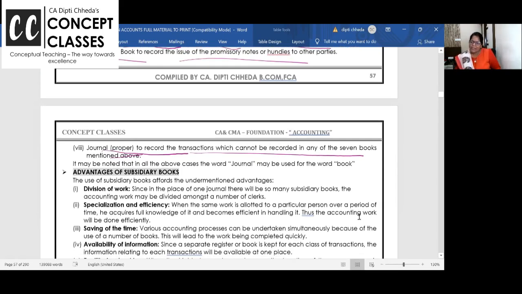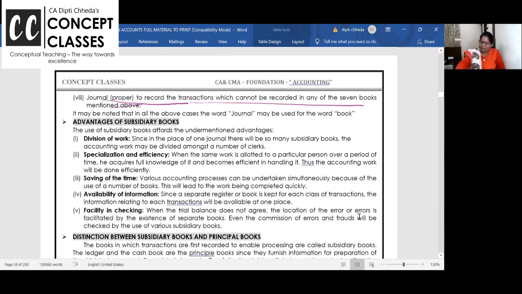Generally, what entries come in journal proper, I'll tell you. That is depreciation related entries, outstanding and prepaid, year-ending entries only will come. Okay? Mark this theory question, very important. Question number 7, when I'm telling the paper pattern and all.